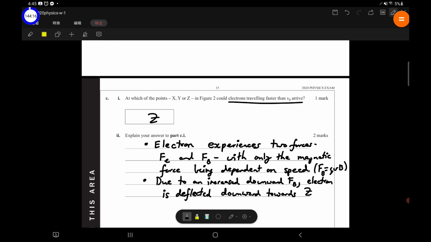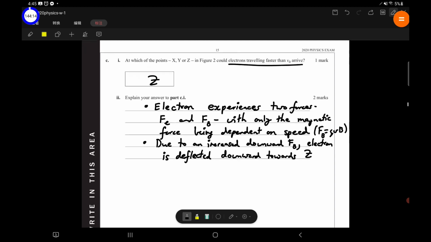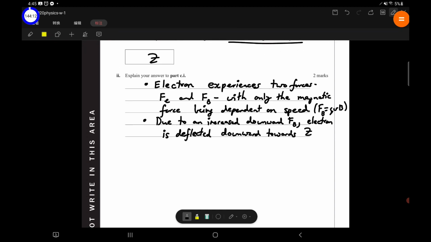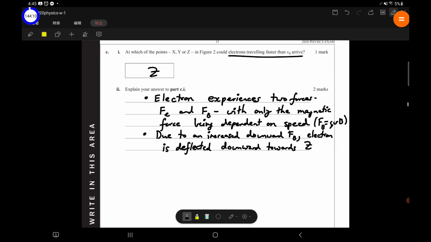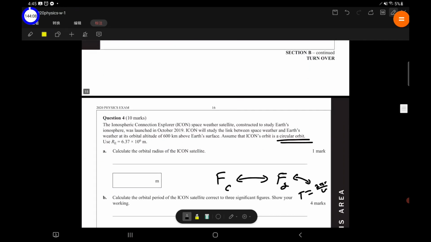Alright, so the electron is deflected downwards towards Z because the magnetic force is increased, and that's the only force that is dependent on the speed. Right, so let's move on.